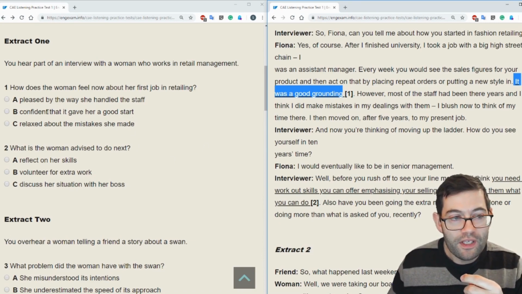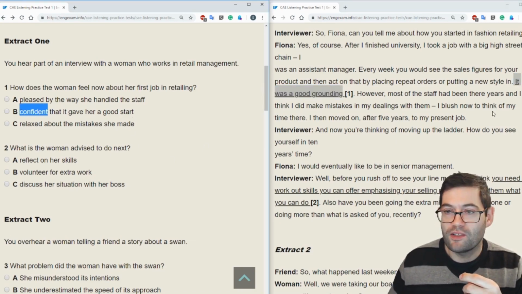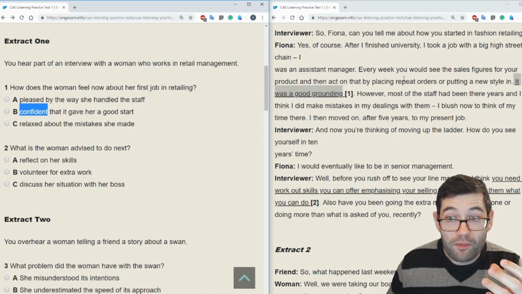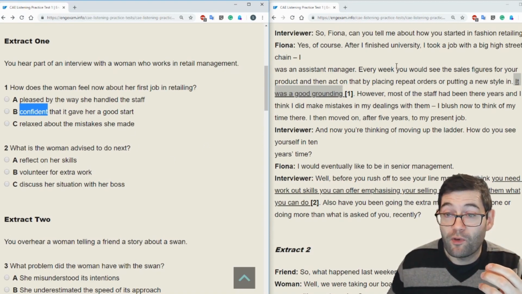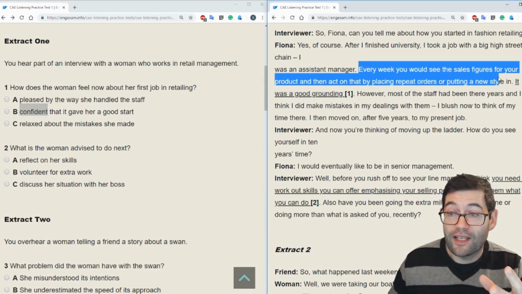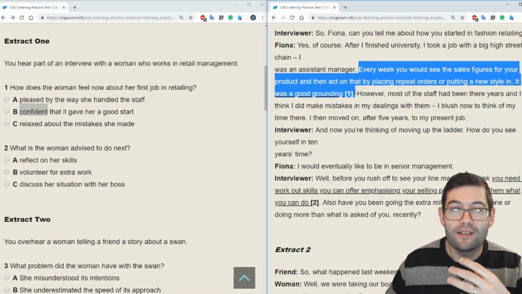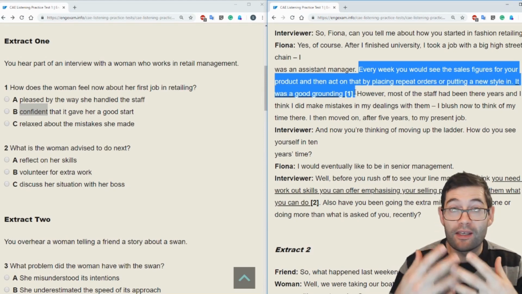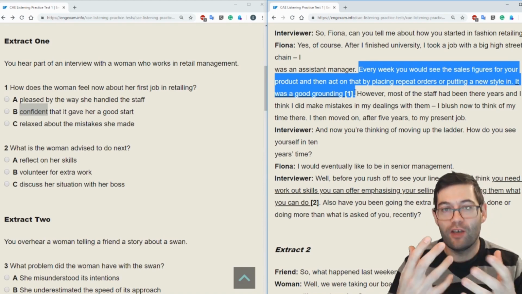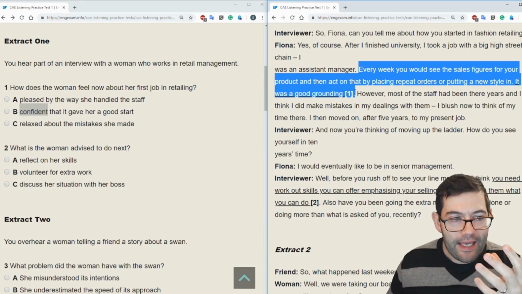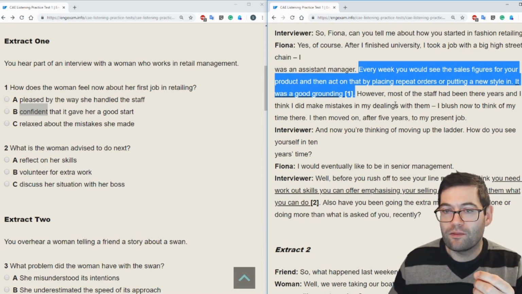And we get the idea of confidence as well in the text, by looking at the context of what she says beforehand. "Every week you would see the sales figures for your product and then act on that by repeating orders or putting a new style in. It was a good grounding." So these activities that she was doing gave her confidence, gave her experience, and that's the reason why it was a good start. Now, is she pleased by the way that she handled the staff?